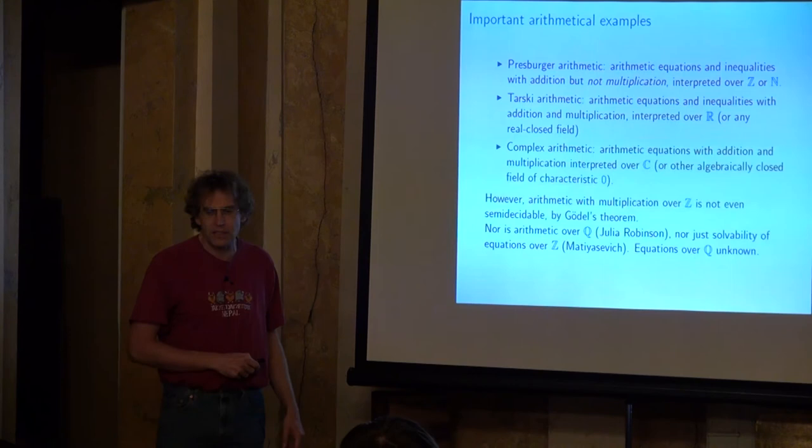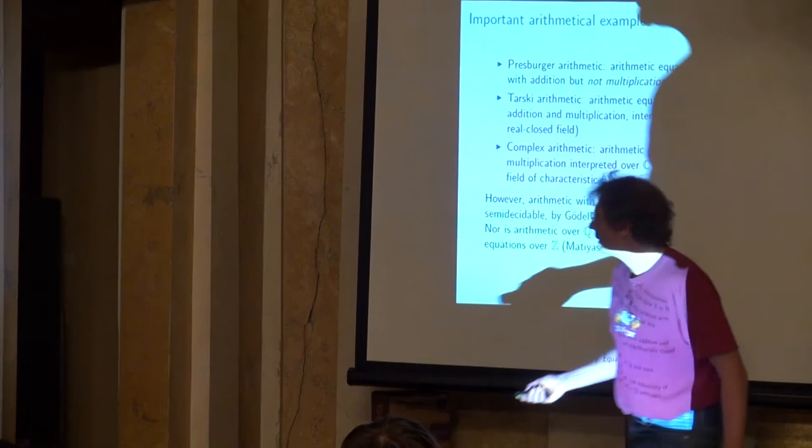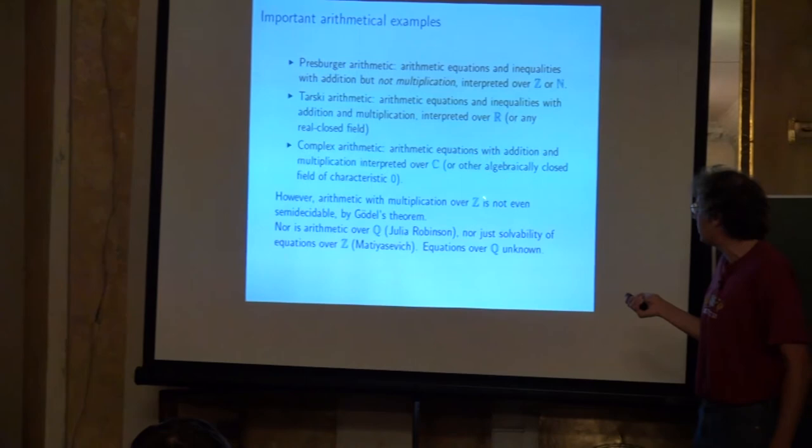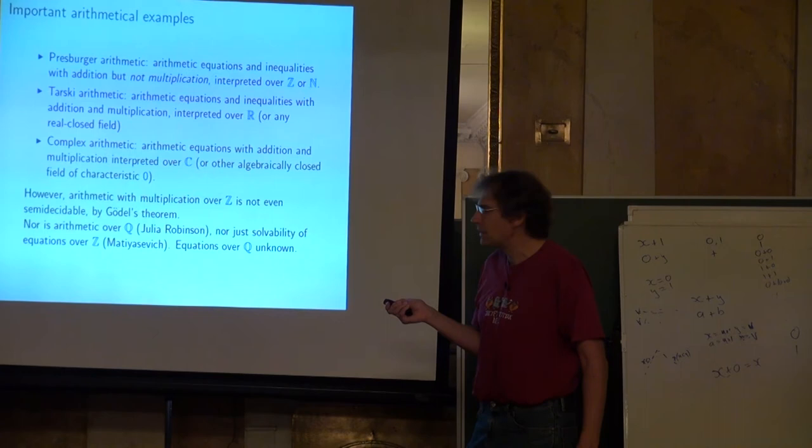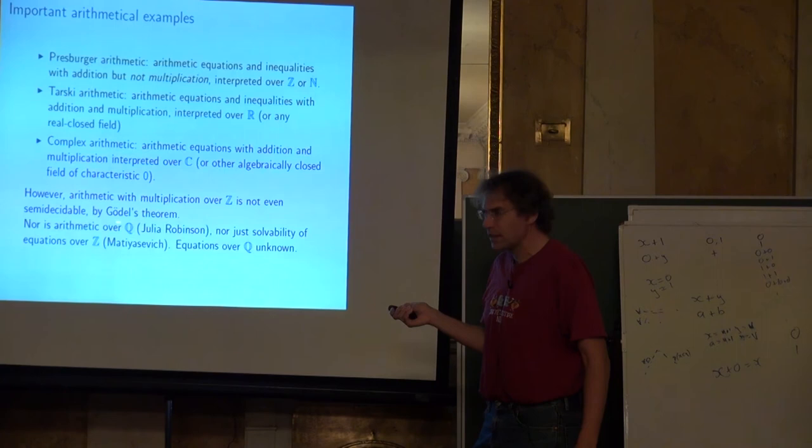Some theories that don't admit quantifier elimination, or indeed don't admit decision methods of any kind at all, are arithmetic with multiplication over the natural numbers. By Gödel's theorem, we can deduce that that's not even semi-decidable. And it turns out that nonlinear arithmetic over the rational numbers is also undecidable. Julia Robinson found a clever reduction of that to the integer case.